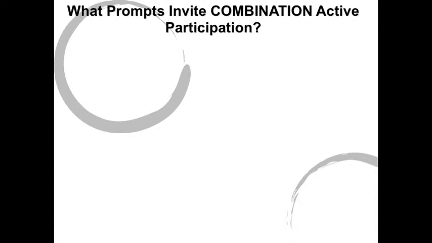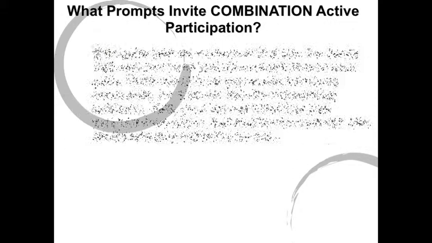Good prompts for combination active participation always involve two cues, one inviting covert active participation and the other inviting overt active participation. Take a look at these teacher prompts and find the words that prompt covert and overt participation from students.